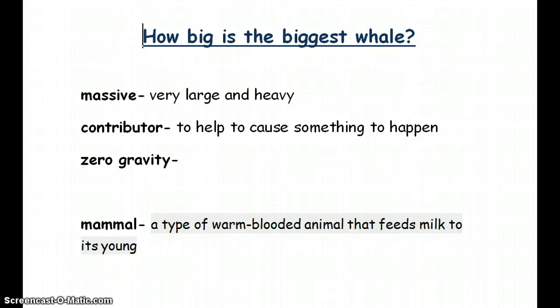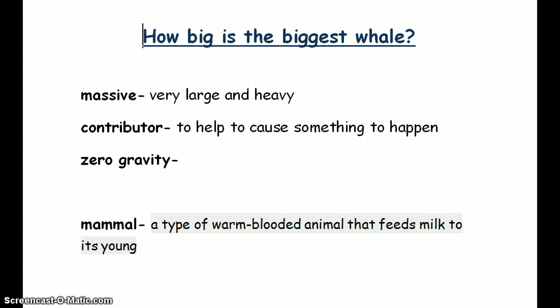I'm wondering, how big is the biggest whale? Well, we are going to read some text and watch a video that will help us gather information about how big is the biggest whale.